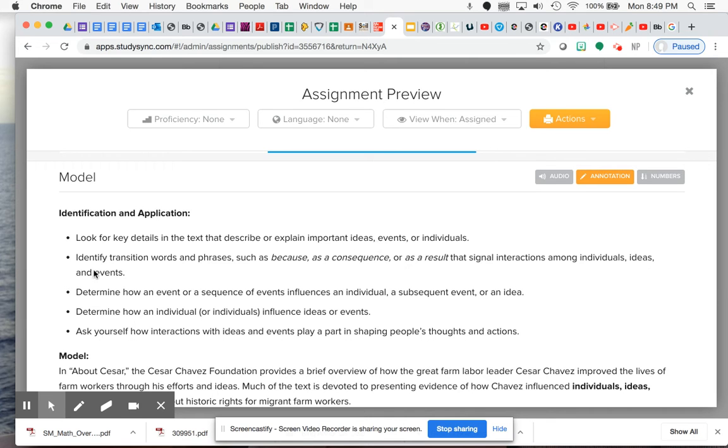You also want to identify transition words and phrases such as because, as a consequence, or as a result that signal interactions among individuals, ideas, and events. Determine how an event or a sequence of events influences an individual, a subsequent event, or an idea. And we definitely saw this.